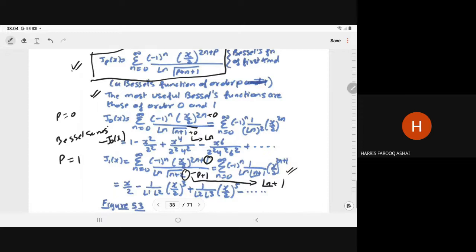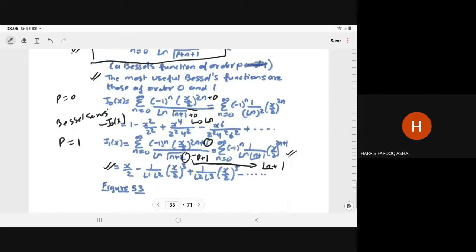As you put n equal to 0, n equal to 1, n equal to 2, you will get this series: x by 2, minus 1 upon factorial 1 factorial 2 into (x/2) to power 3, plus 1 upon factorial 2 factorial 3 (x/2) to power 5, and so on. So this is the value of J1(x). J0 and J1 are very important Bessel series, and day to day we will use these series a lot.